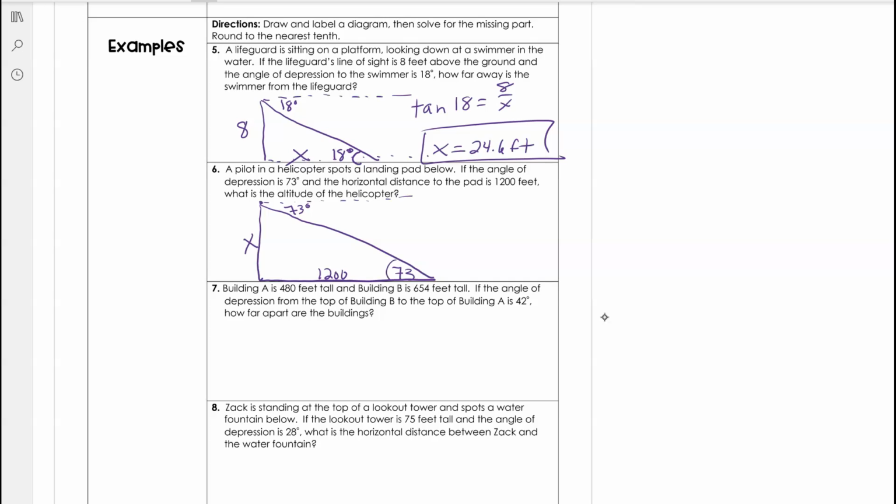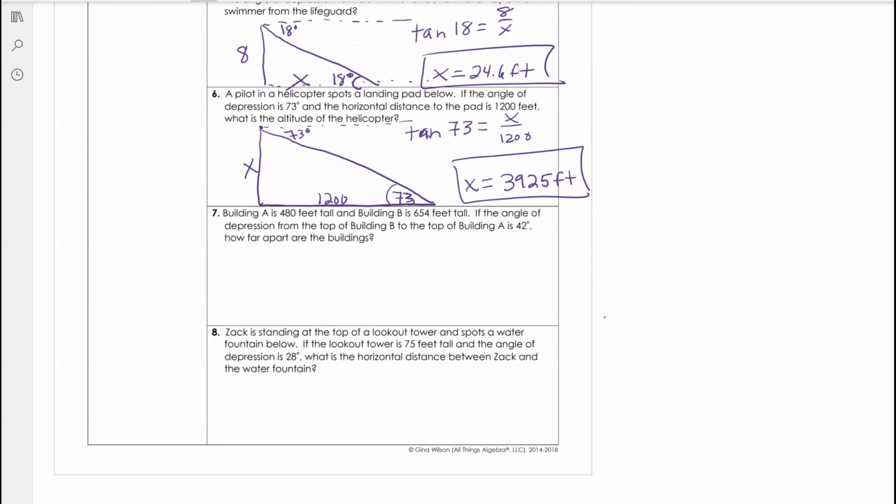Using this angle down below, whenever I say down below, I mean the angle from the ground perspective, we are looking at a tangent situation. So the tangent of 73 is equal to x over 1200, and when you do the cross multiplication, you find out that x is equal to 3,925 feet. That is how high up from the ground the helicopter is hovering.